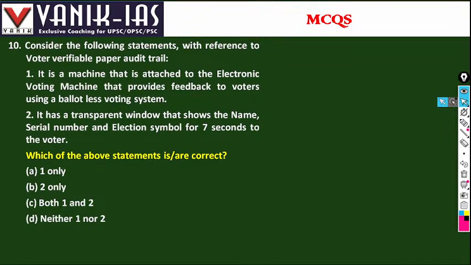So the voter who casts his vote can verify whether the button he pressed on the EVM is the right one or not. And in case of any controversy, the number of votes shown in the EVM and the VVPAT slips have to be tallied to ensure cross-checking.